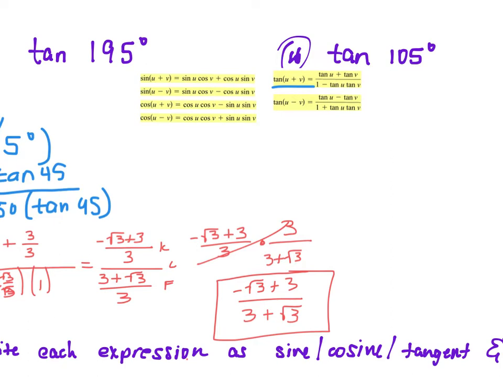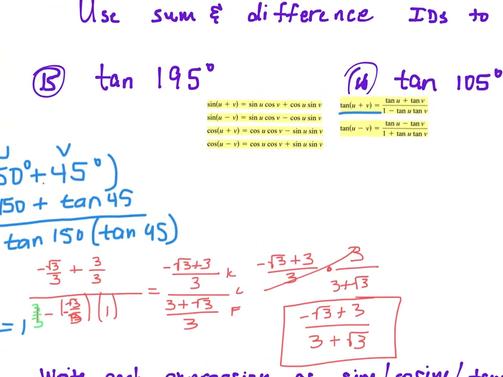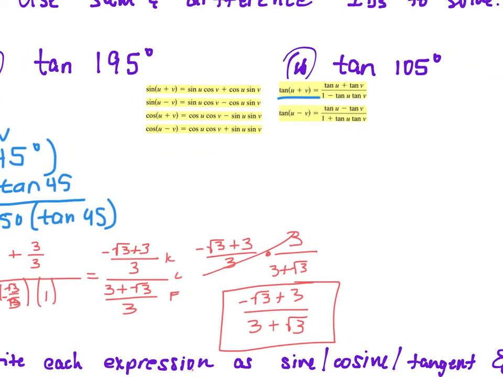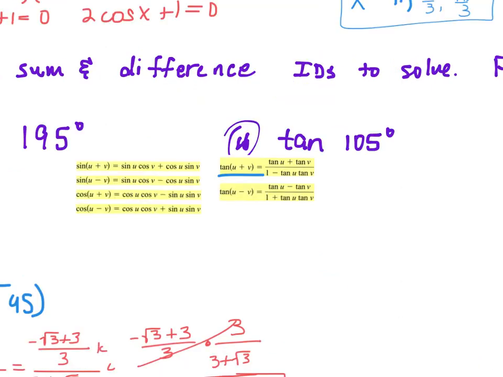Okay, so now we're going to go to 16, and we're talking about the angle 105. Well, 105 is not on the unit circle, so we're going to find two angles that either add or subtract to give me 105. It could be a variety of combinations. You don't have to always pick the one that I do, but I'm going to use 60 degrees plus 45 degrees. So I'm going to find the tangent of 60 degrees plus 45 degrees.